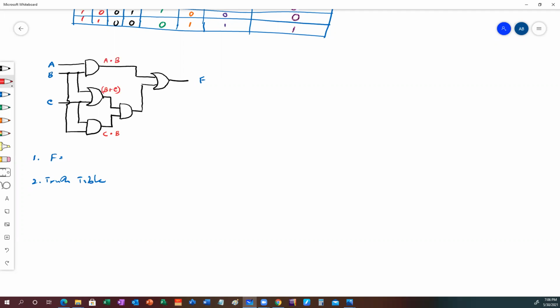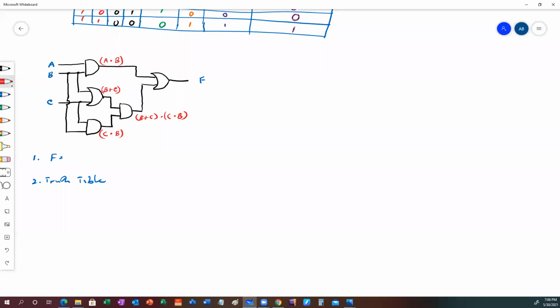Then right here you have another gate. So you have to have the output over here. It will be B or C within brackets and C and B. So let's put this also within brackets. Then you can understand it easily.